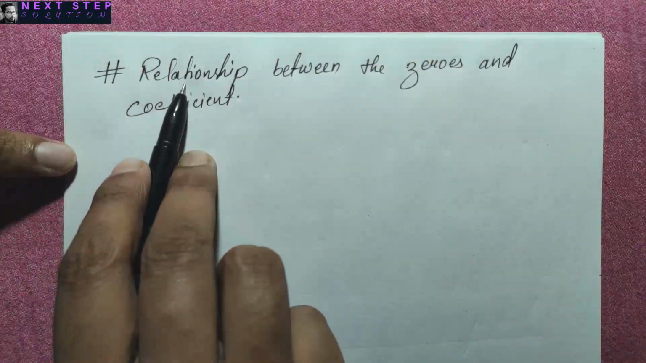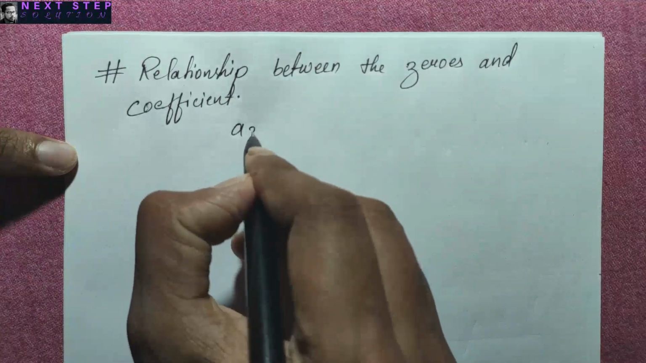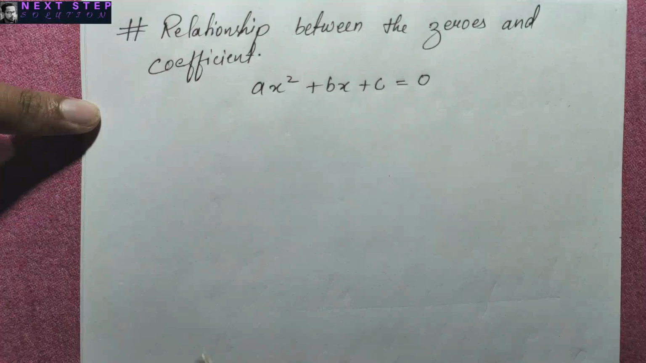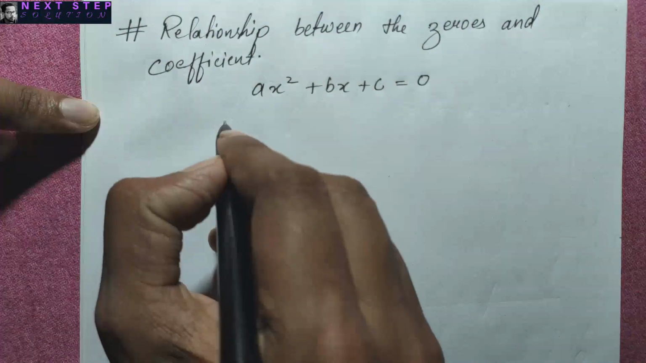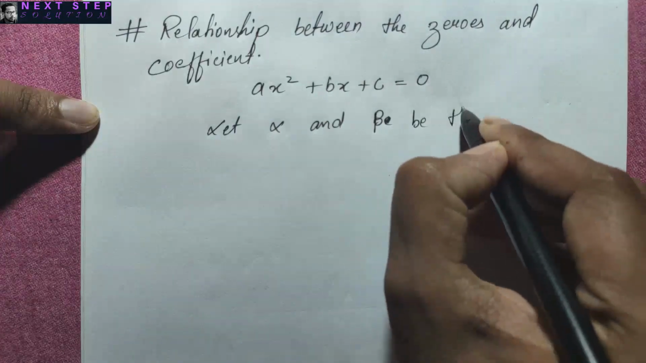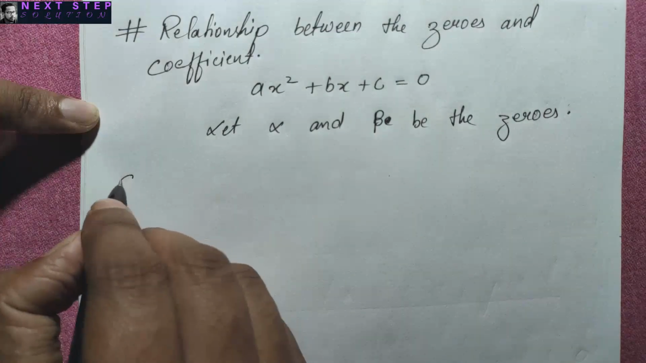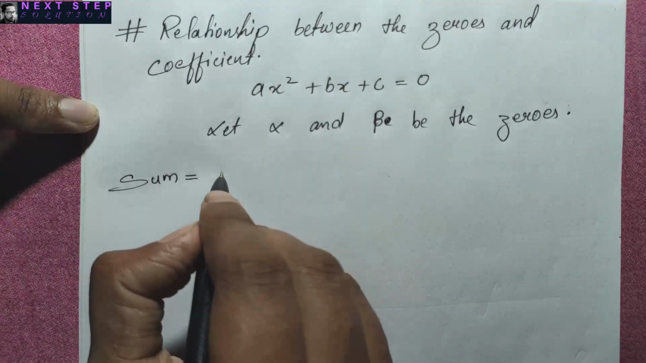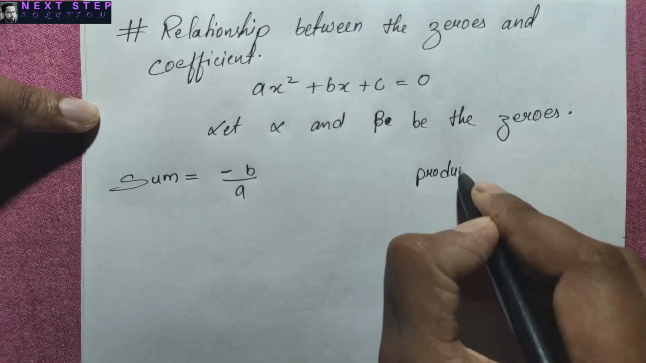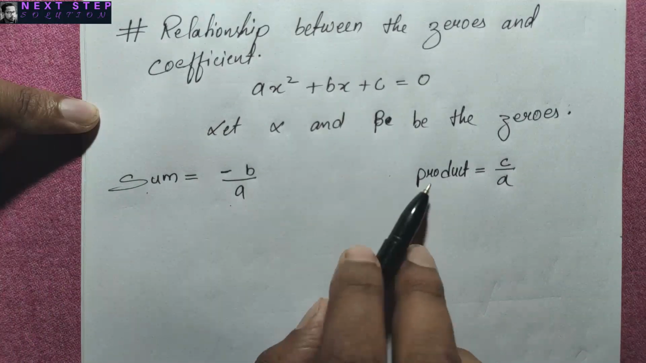Now the next thing is the relationship between the zeros and the coefficients. Now suppose you have a quadratic equation like ax square plus bx plus c is equal to 0. Then after finding out the zeros, which we did not calculate here, let me take them as alpha and beta. Let alpha and beta be the zeros. So here the sum will be equal to minus b by a and the product will be equal to c by a.